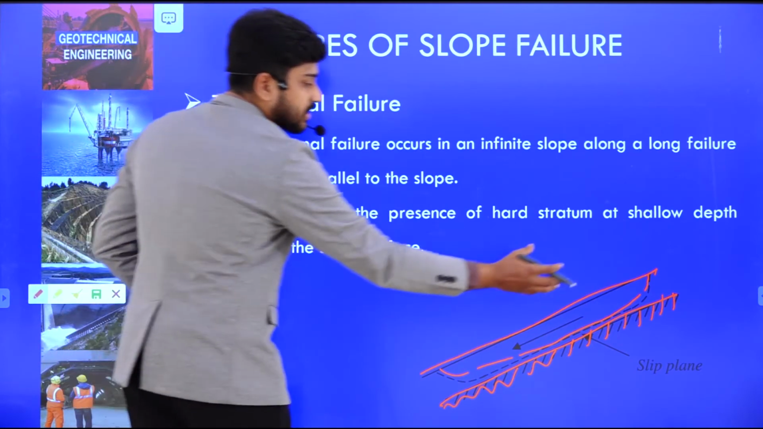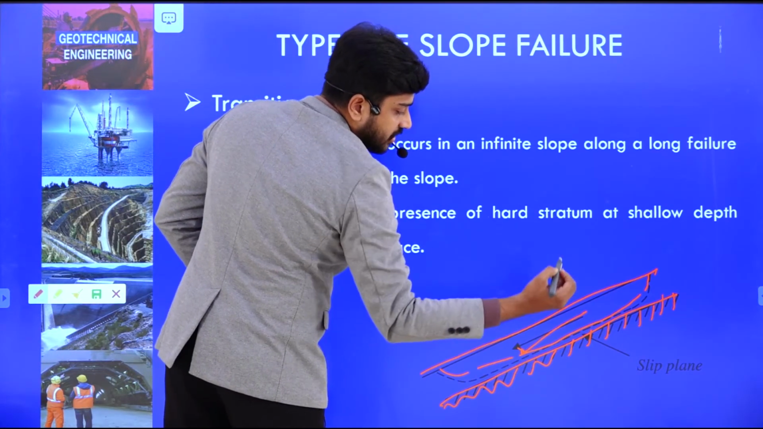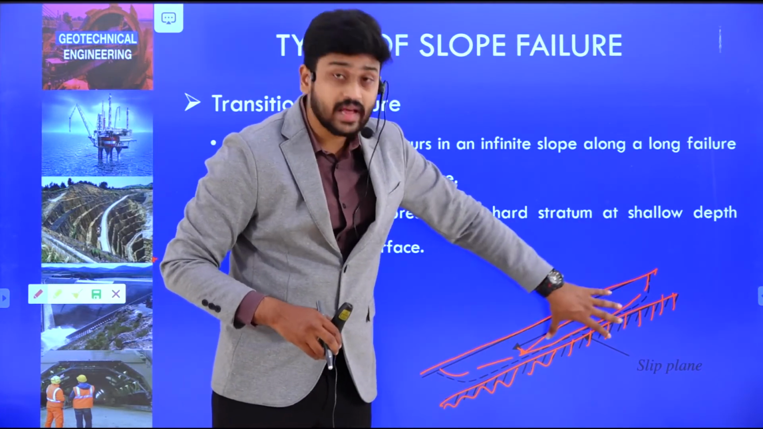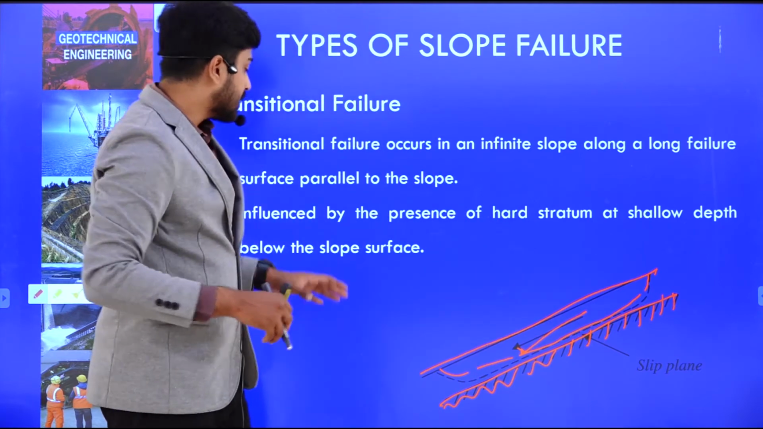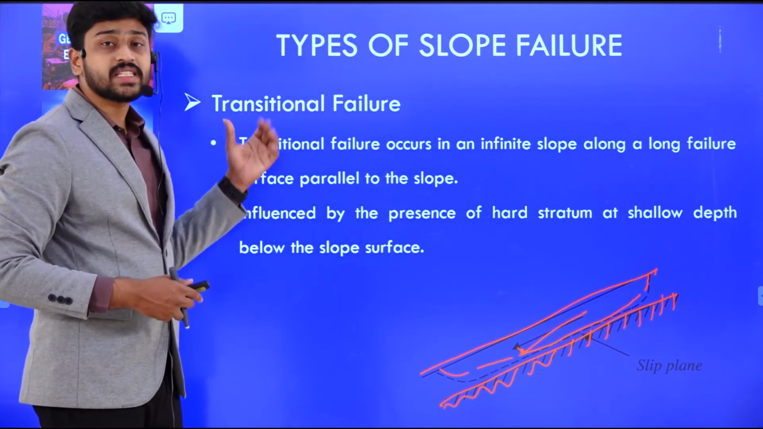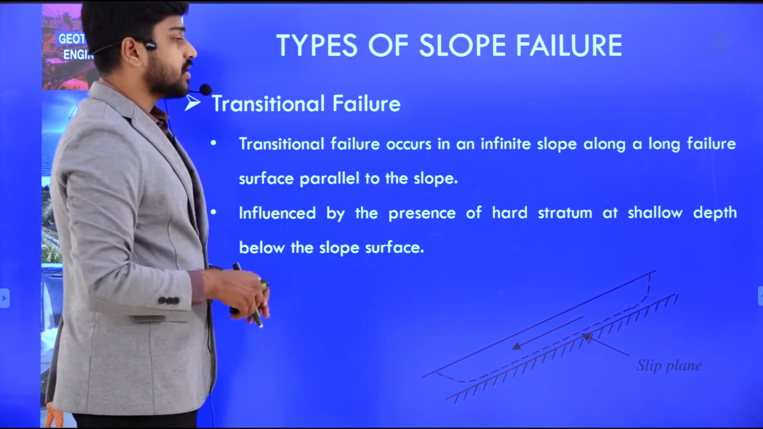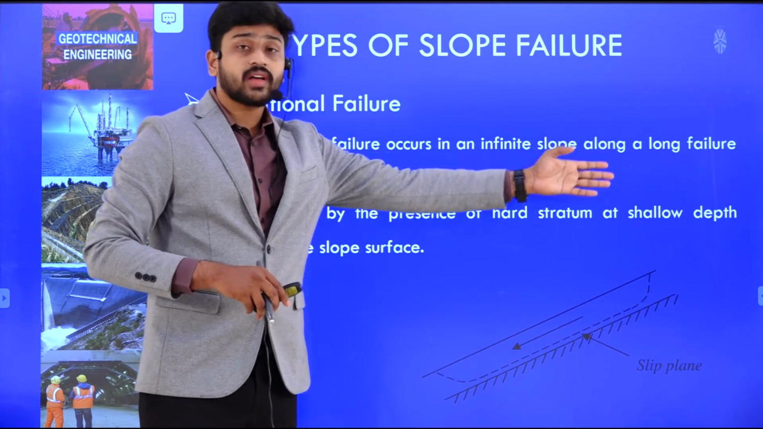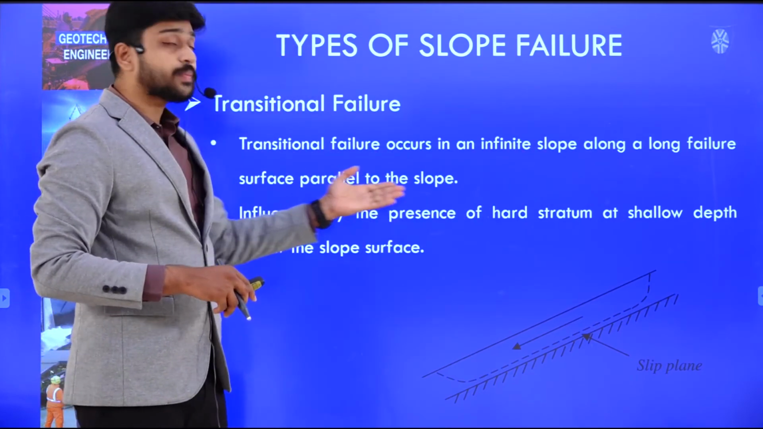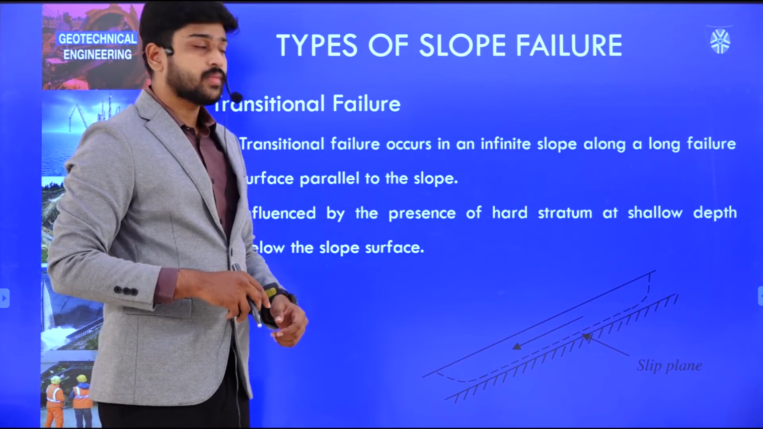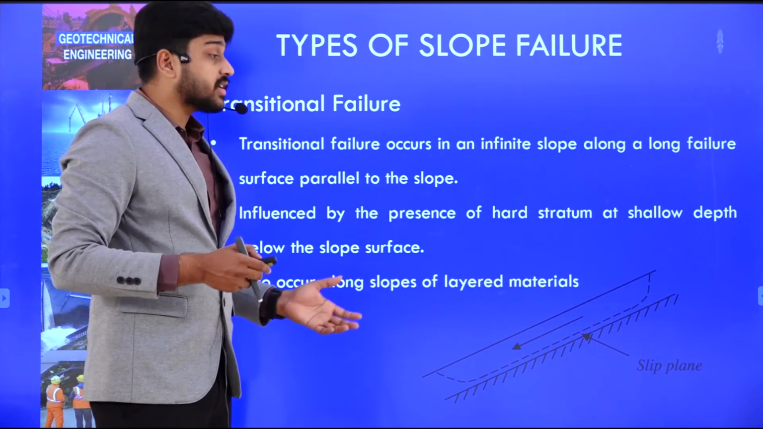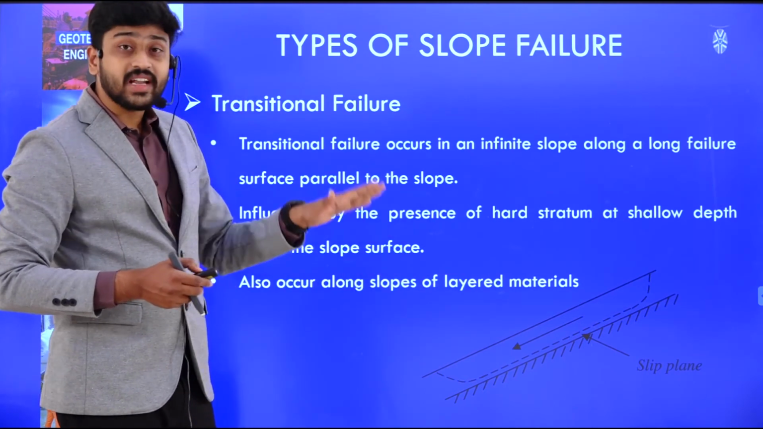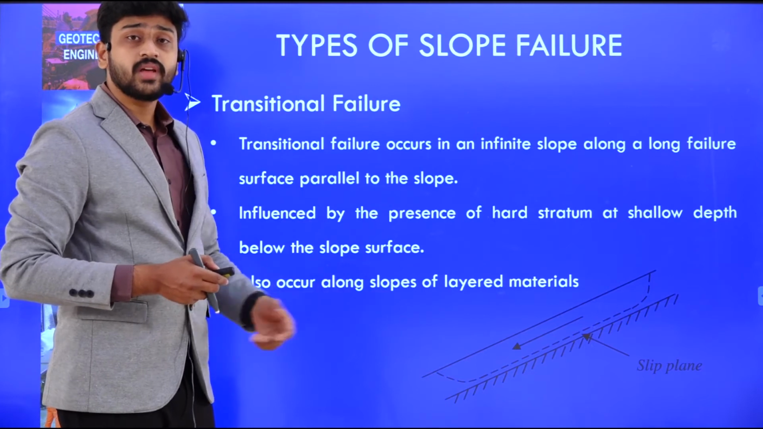Okay, that means this region of soil may actually try to fail. So this plane or line is known as the slip plane. In such cases, we may observe this type of translational failure. As I have stated, translational failure occurs in an infinite slope along a long failure surface parallel to this surface. This also occurs along a slope of layered materials. Whenever there are different layered materials, such type of failure may be observed.